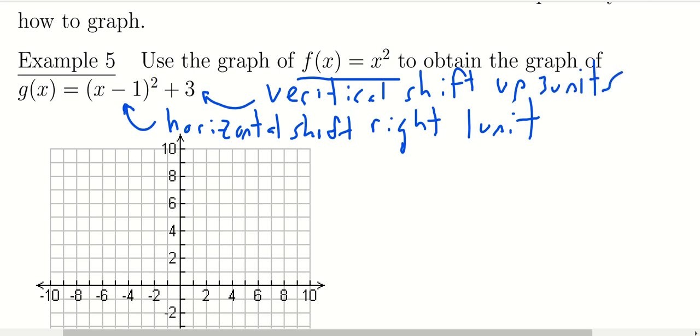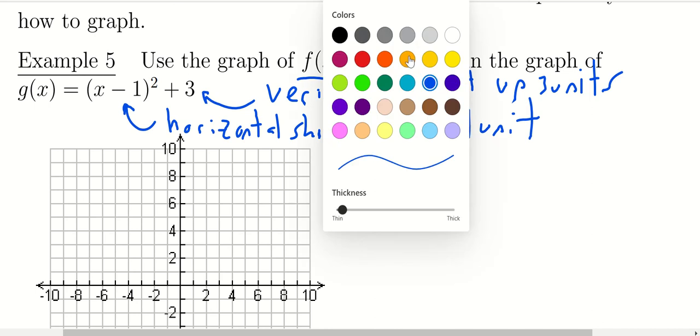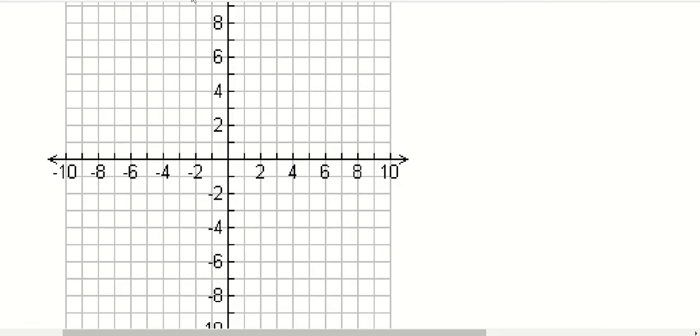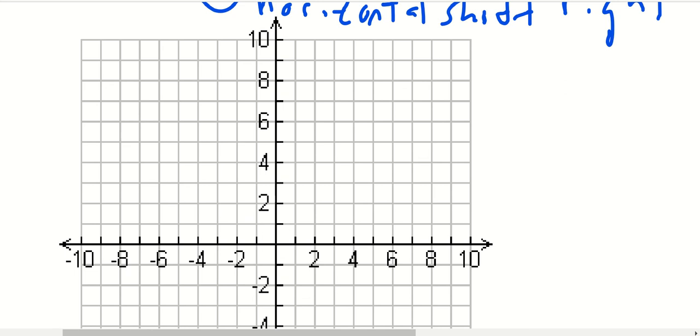So not only do we have to move each point 1 unit to the right, but in addition, we have to move the points up 3 spots. To do this, we can begin, let's draw the parent function first, as always. So we're going to begin by doing the graph of x squared, which looks like this.